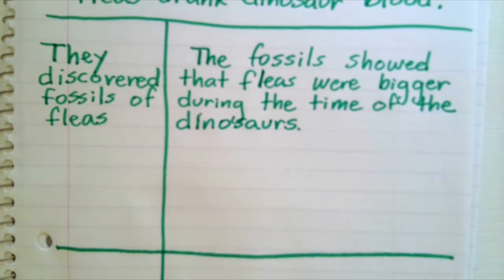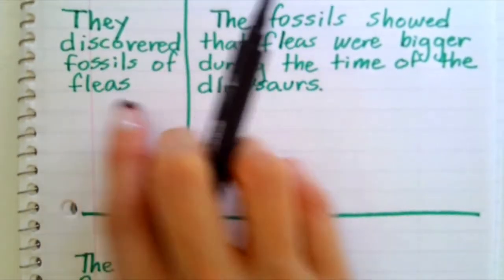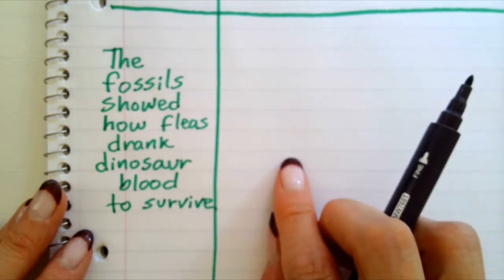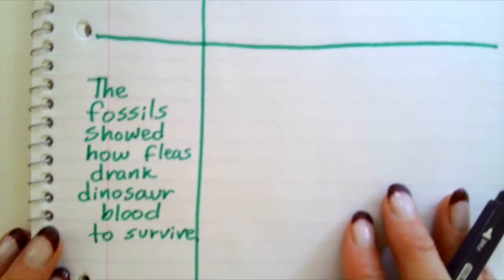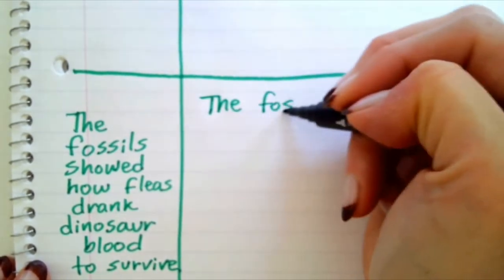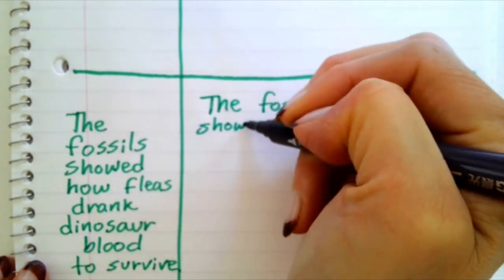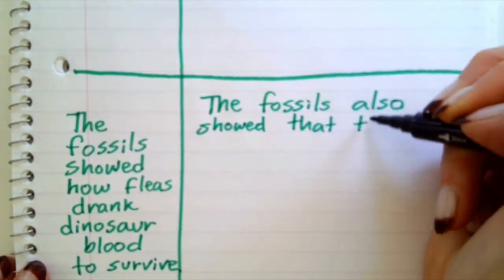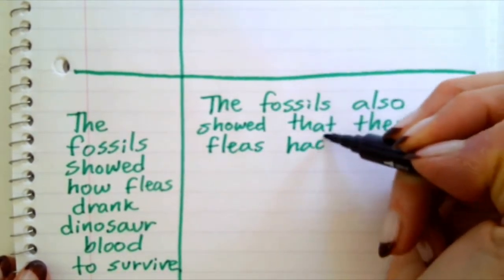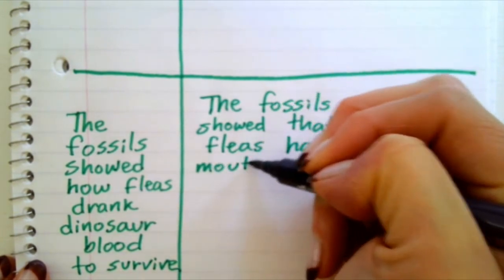Our other piece of evidence we found is that they had piercing mouth parts. Should I put that with they discovered fossils, or the fossils showed how fleas drank dinosaur blood? What did they use the piercing mouth parts to do? Drank the dinosaur blood. So here we can write the fossils also showed that these fleas had piercing mouth parts.